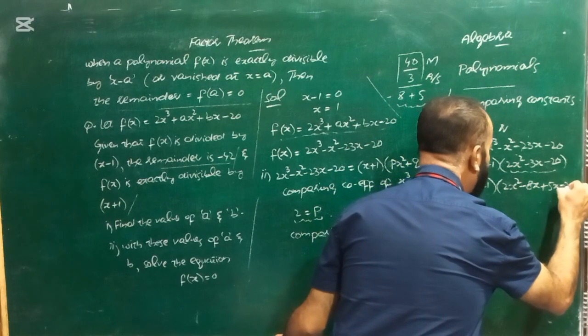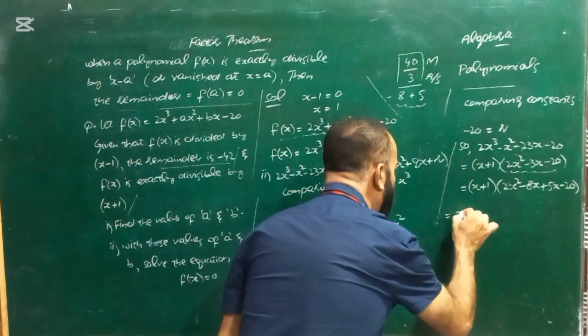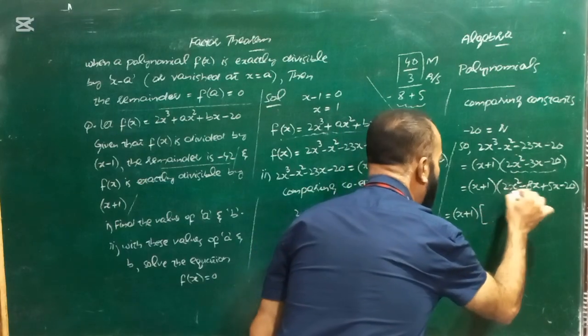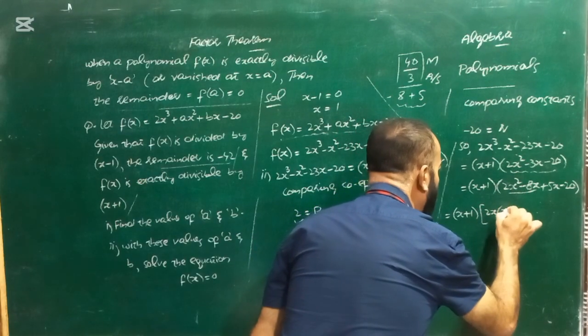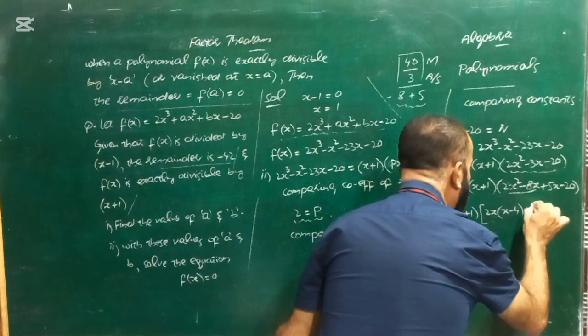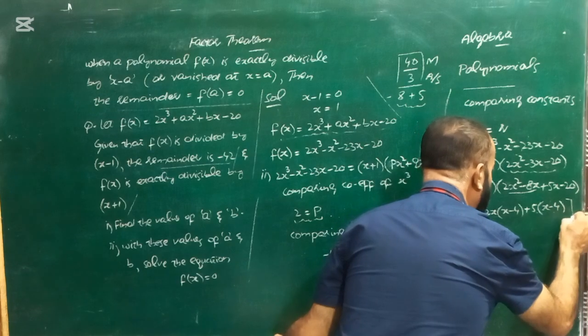This minus 20 is still there. So at this stage, you will make pairs and take common. In the first pair, 2x is common. The remainder is x minus 4. In the second pair, plus 5 is common. The remainder is x minus 4.